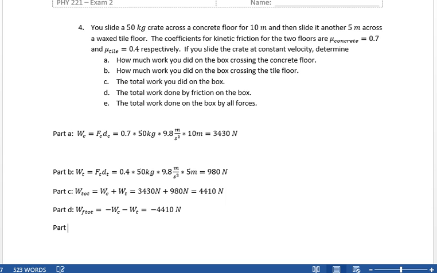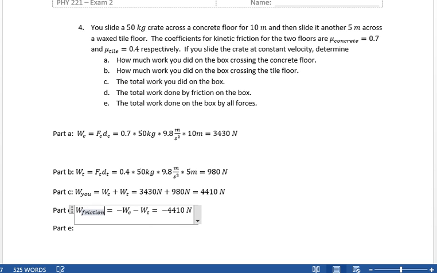And then part E. What is the total? Well, let me change my notation here. Human total, or work you do on the box. Work friction does on the box. Now it'll be a little clearer.